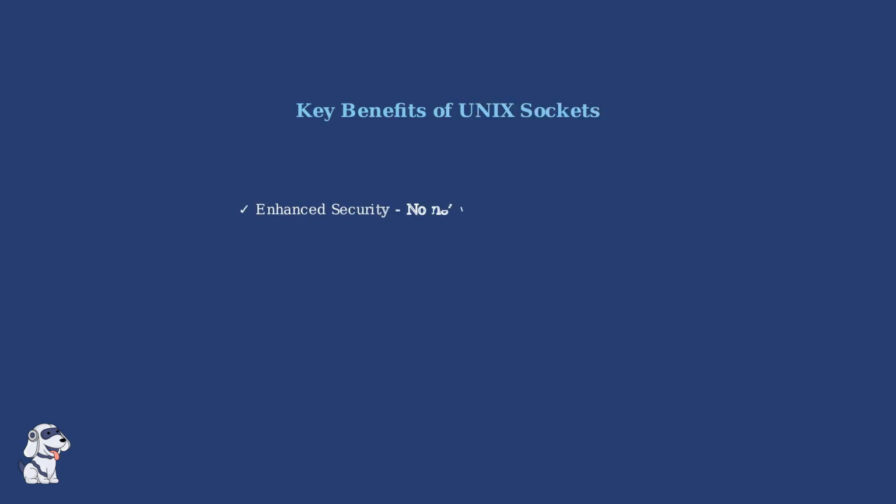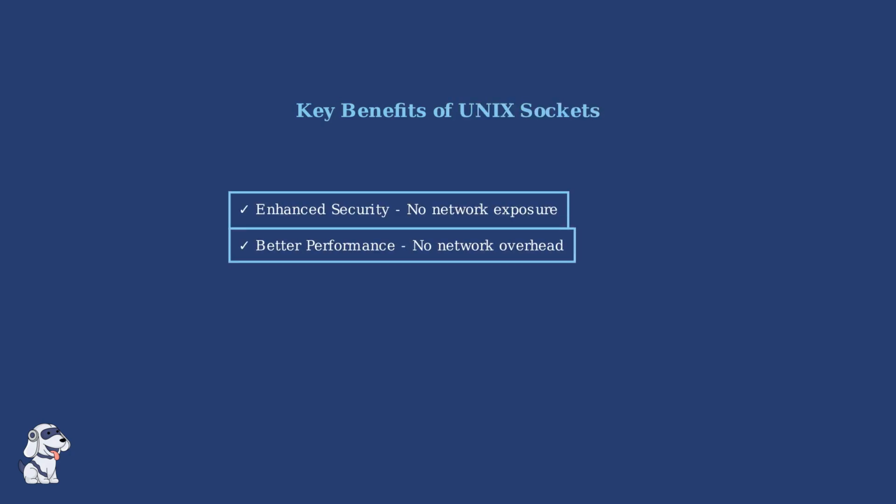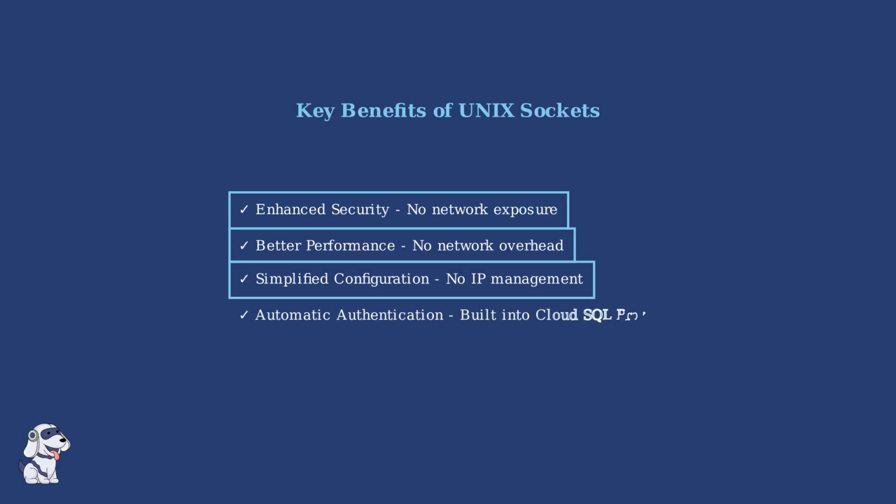Unix sockets provide several key benefits for Cloud Run and Cloud SQL connections. They offer enhanced security since there's no network exposure, better performance without network overhead, simplified configuration with no IP management needed, and automatic authentication that's built right into the Cloud SQL proxy. Understanding Unix domain sockets helps you appreciate why Cloud Run's integration with Cloud SQL is both secure and efficient. The socket-based approach eliminates many of the complexities and security concerns associated with traditional database connections.